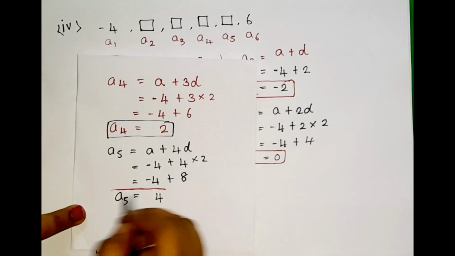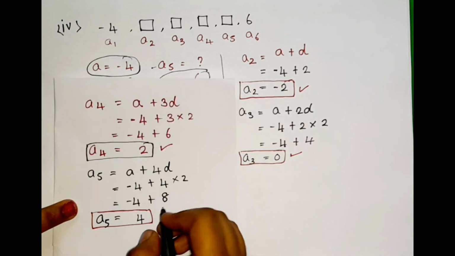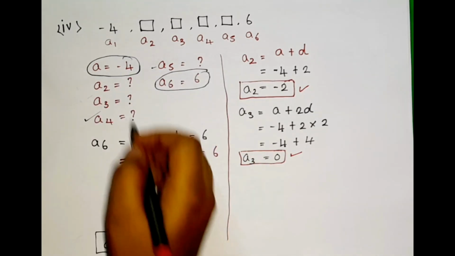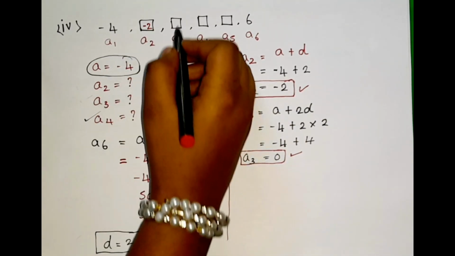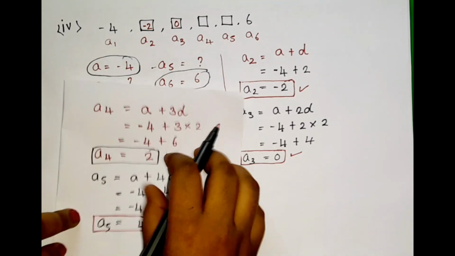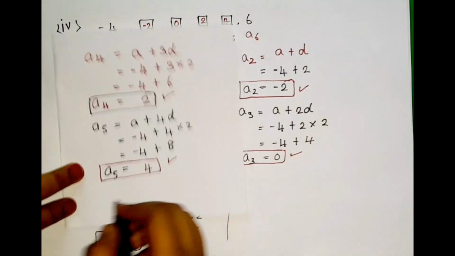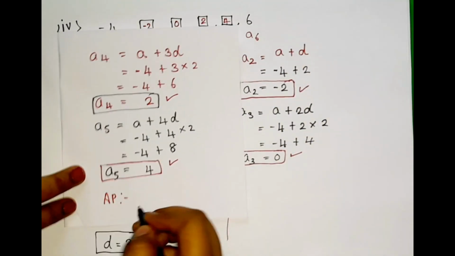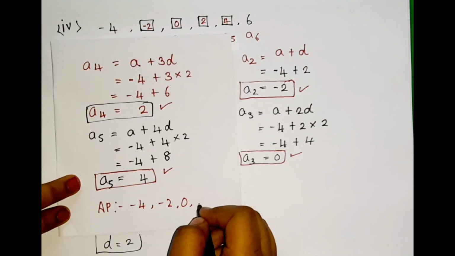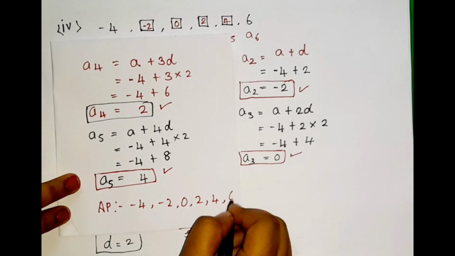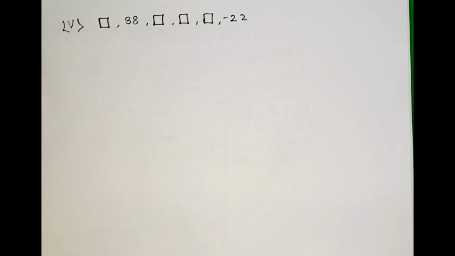So according to the question, we just found the A2 value, A3 value, A4 value and A5 value, isn't it? So let us write it here. The A2 value is minus 2, the A3 value is 0, the A4 value is 2 and the A5 value is 4. So finally we know the AP. The AP is equal to minus 4, minus 2, 0, 2, 4, 6. So this is our AP. So guys, this is our fifth subdivision.